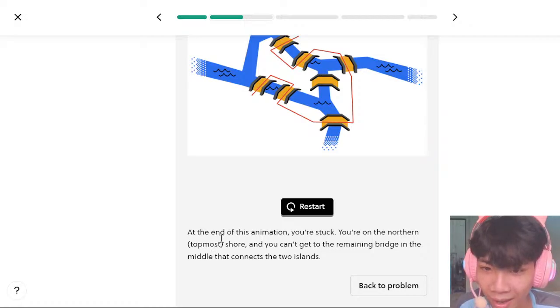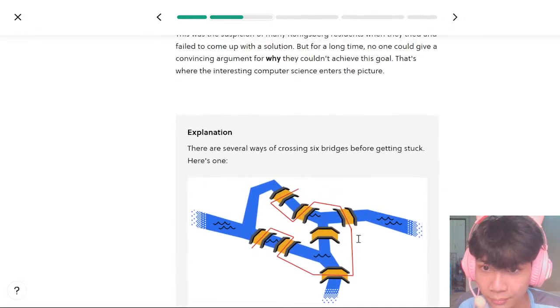So in the end of this animation, you are on the north bank and you can get the remaining bridge in the middle that connects the islands. There are several ways to cross 6 bridges before getting stuck. Here's one.